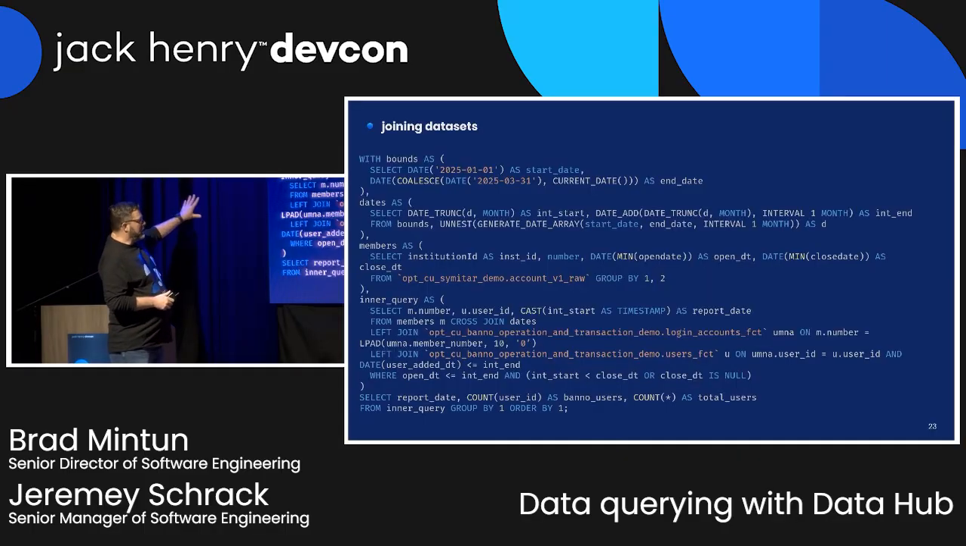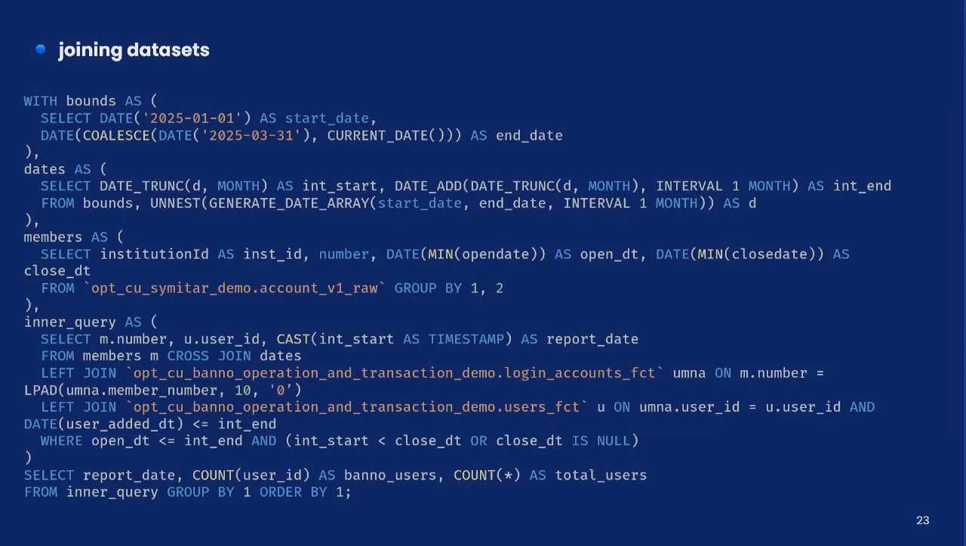So this is a bit larger query, but what we're doing is we're looking at all the member numbers from Scimitar, looking at the accounts table, and all of the Banno users that are enrolled in Banno. There's some data cleanup that we're doing in this query where we have to prepend zeros to the beginning of the member number, just because Banno stores the whole integer, not the zeros at the front.